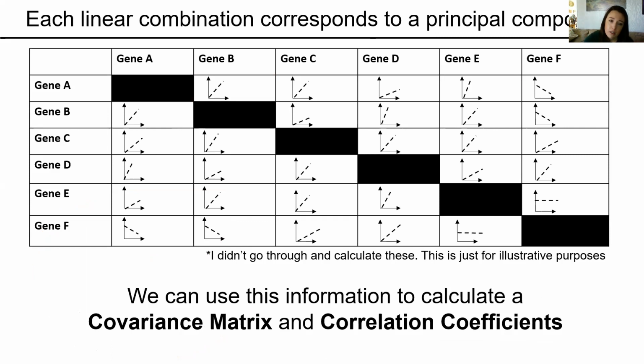But we use this information to calculate a covariance matrix and the correlation coefficients, right? Those are the 2 big takeaways we're going to talk about next, and that I'd like you to really think about and have down for your final.